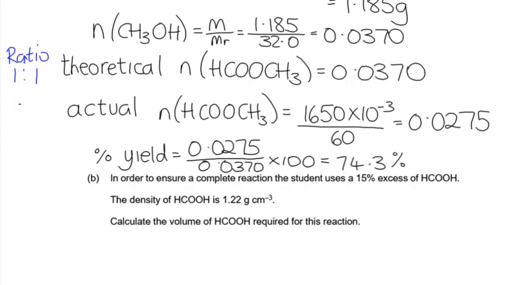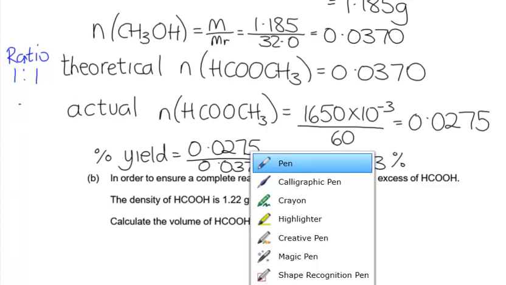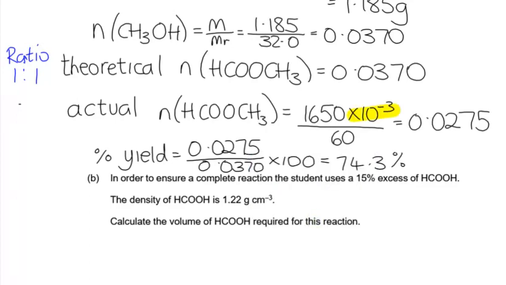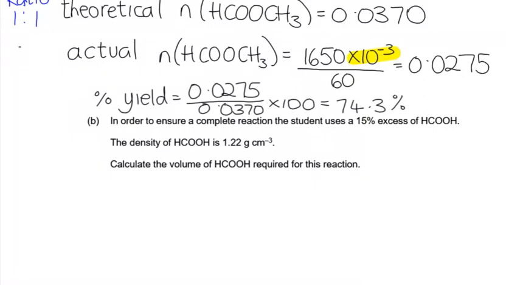So we were up to the point where we were working out the theoretical amount. Now the ratio was 1 to 1, so in theory we should get the same number of moles, and then we had to calculate the actual number of moles. Now, did you spot that you needed to convert from milligrams to grams and then express that as a percentage yield? The last little bit of this question then asks you, in order to ensure completion, the student uses 15% excess, given that that's its density, calculate the amount we would need for this reaction.